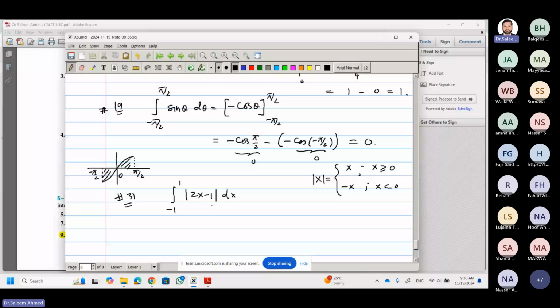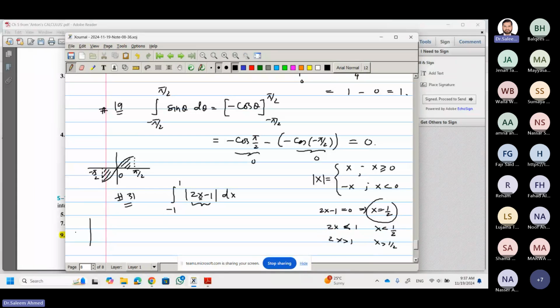It means I have to decide where this inside function is positive and where it is negative. So let's see, 2x minus 1 is 0 at x equal to 1 by 2. It means my function has a break at 1 by 2. Now before 1 by 2, it's negative. If x is less than 1 by 2, then 2x is less than 1. And if 2x is greater than 1, it means x is greater than 1 by 2.